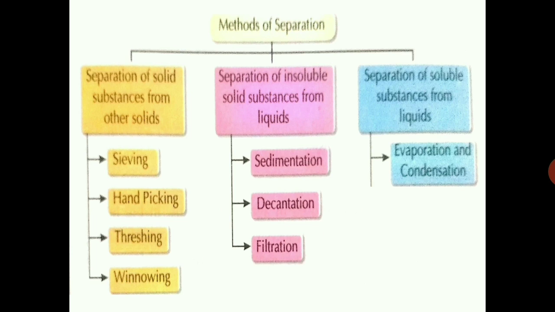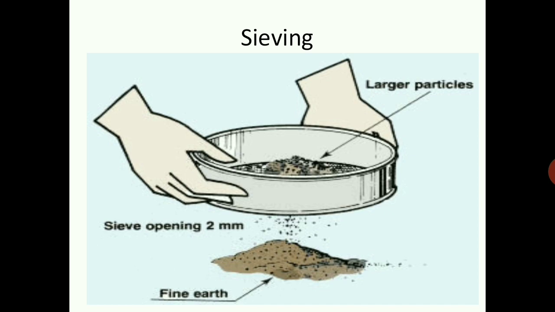So here we have sieving, hand picking, threshing, and winnowing. So the first one is sieving. We may wish to prepare a dish with flour. We need to remove impurities and bran that may be present in it. What do we do, children? We use a sieve and pour the flour into it.